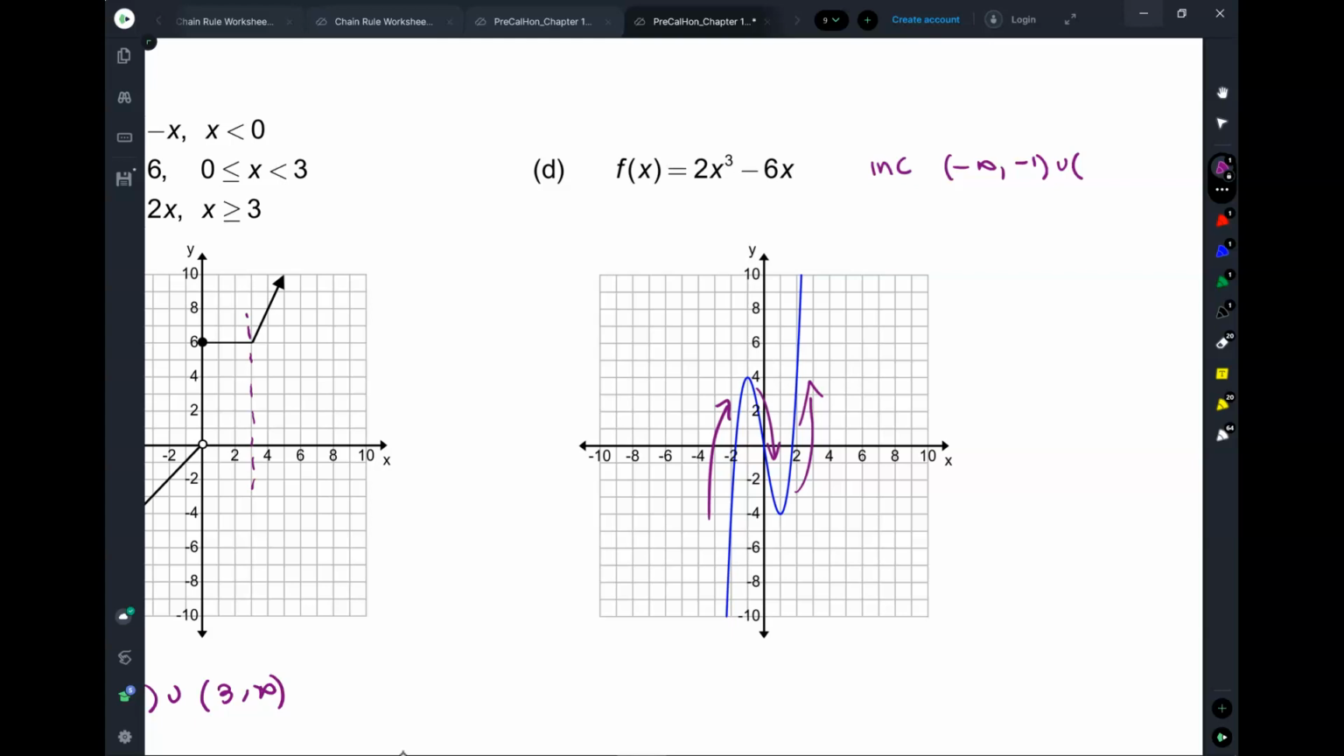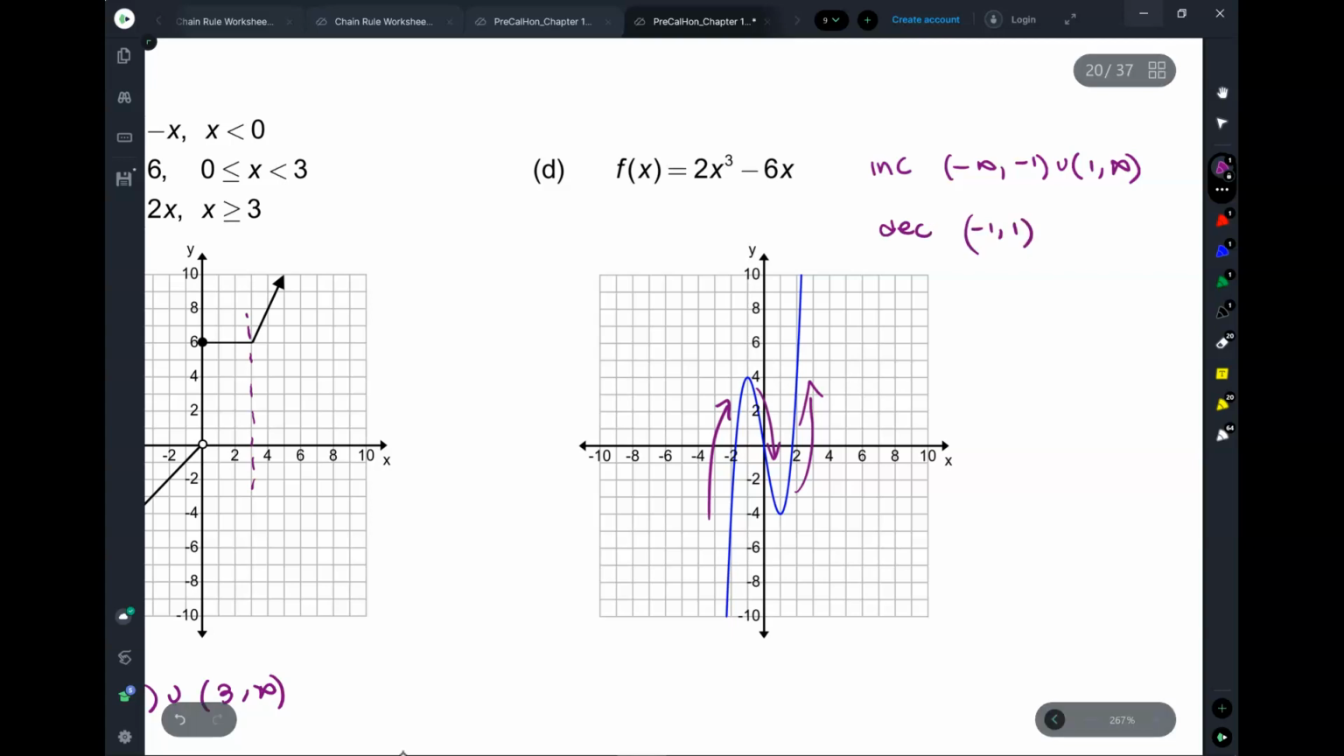equals 1 to infinity. The most common mistake here is people in the beginning just confuse the x and the y, and they put in the y values. Don't let this happen to you, okay? Decrease from negative 1 to 1.